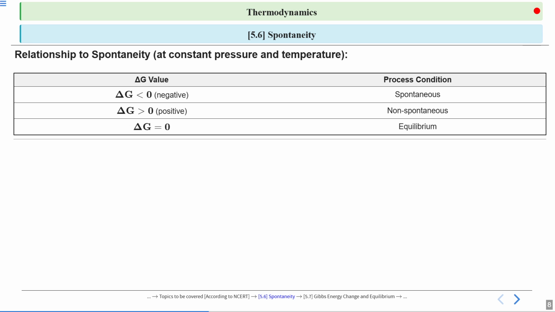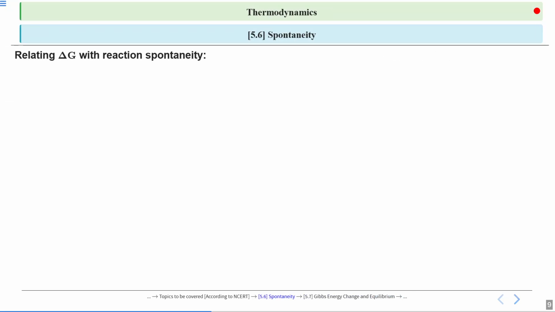If your change in Gibbs free energy is negative, your process will be spontaneous. If it is greater than 0, which is positive, it will be non-spontaneous. And the third and most important one, if it is equal to 0, it means the Gibbs free energy is not changing at all. That means your system has already attained equilibrium, and we will look into this in a separate section. Now let us try to validate these 3 conditions with a derivation.